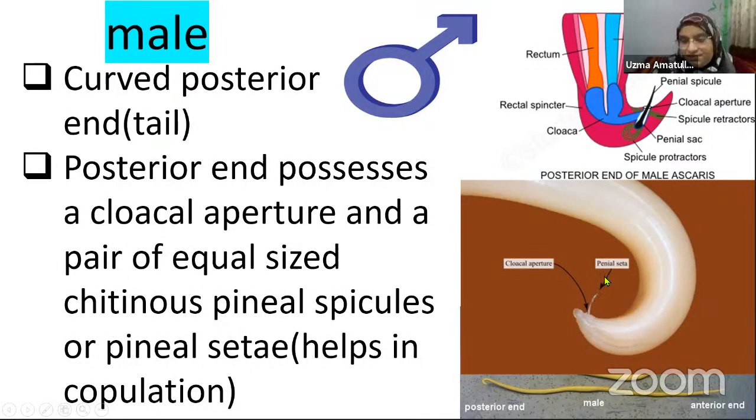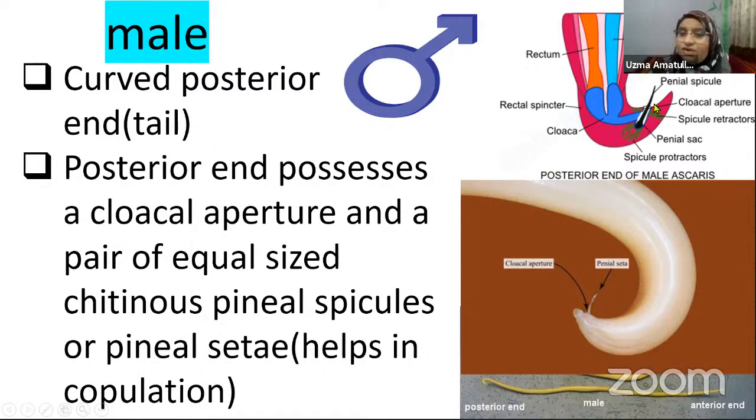Can you see these penial setae or penial spicules here? They help in copulation. Copulation means sexual intercourse. These will help in transferring the sperms from the male body into the female body, which is called copulation. Here in this picture, you can see the diagrammatic picture.